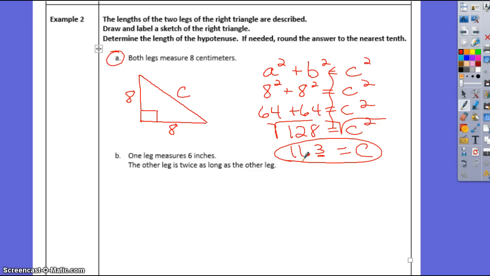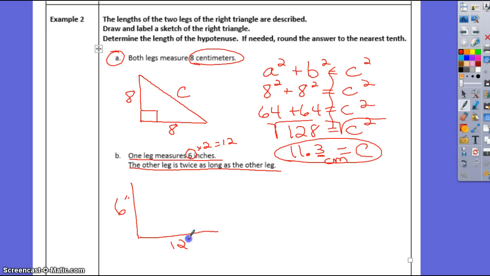11.3. Now, what do you see different about this triangle? One leg measures 6 inches. The other leg is twice as long as the other leg. What does that mean? So we know one leg is 6 inches. Oh, this one up here, letter A, what do we need to label that one? Centimeters, okay? So how long, if this one is 6 inches, how long is the other leg that's twice as long as the other leg? 12. 12? How do you get 12? Twice as long, so 6 times 2 equals 12. So we know that this side then, that you have to draw, is 12 inches.